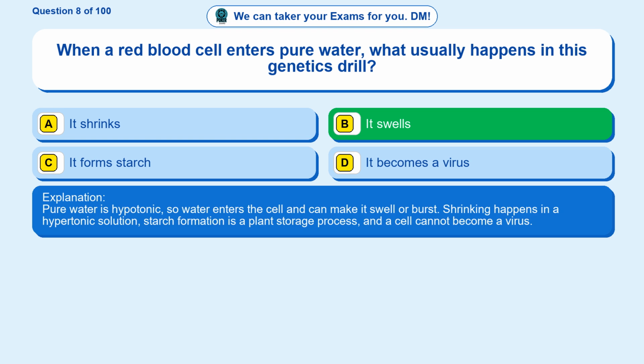Pure water is hypotonic, so water enters the cell and can make it swell or burst. Shrinking happens in a hypertonic solution. Starch formation is a plant storage process, and a cell cannot become a virus.